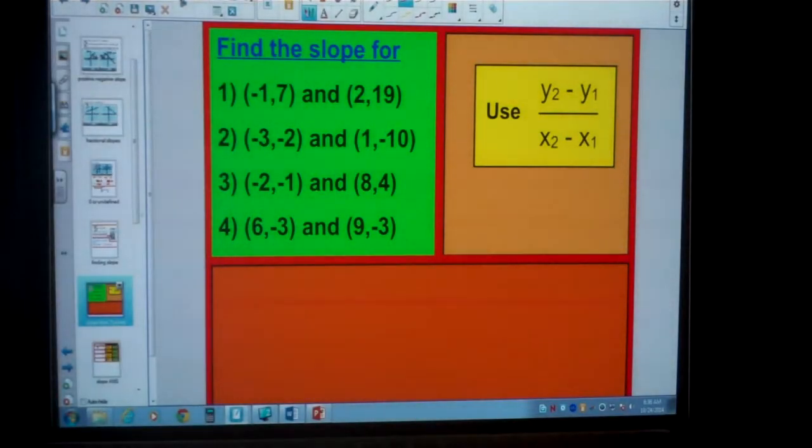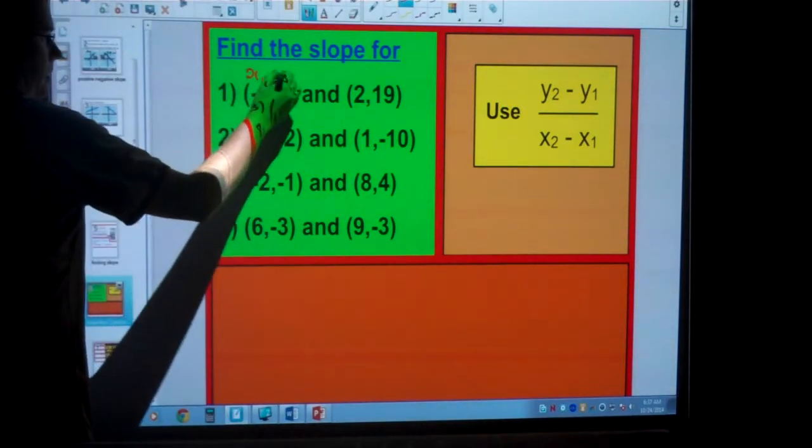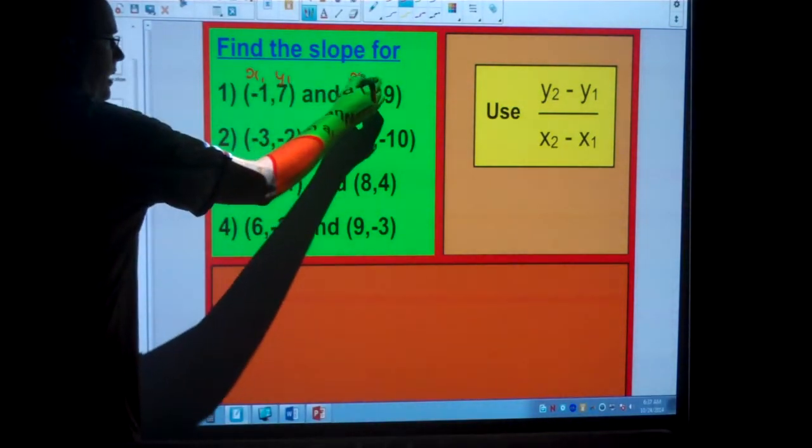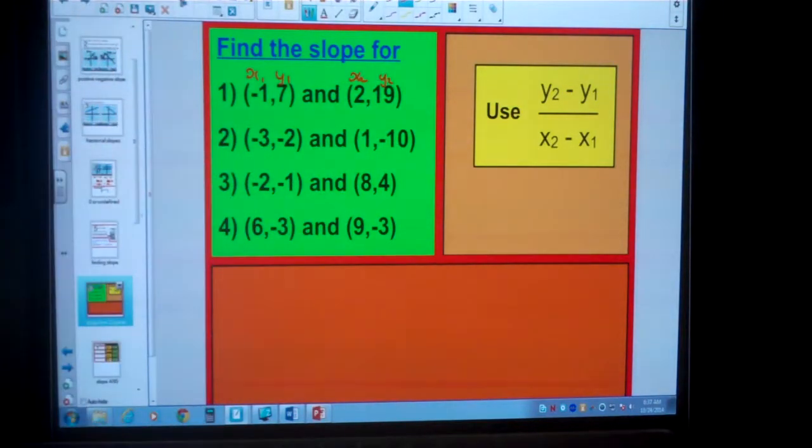Now, if you were absent, you might want to actually practice doing these 4 questions that we did in class. Use that formula we talked about, label the points, so go along for each question and go x1, y1, x2, y2. Plug in the numbers and check what you get for the slope. If you pause the video, we'll talk about the answers in a second.